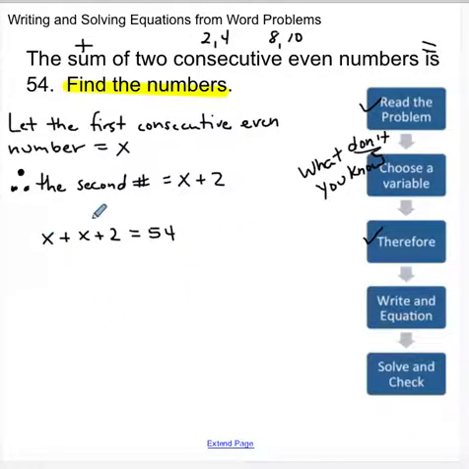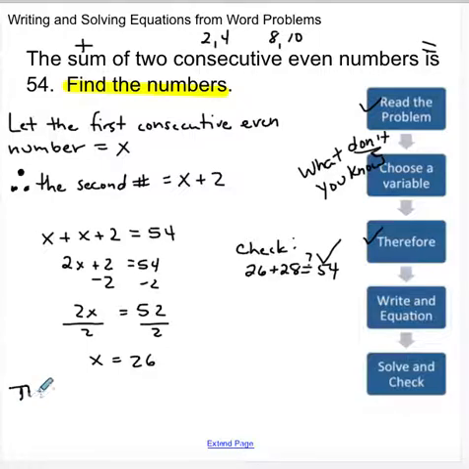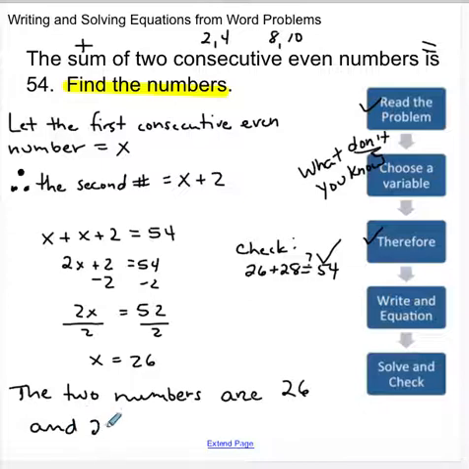And now I can go through and solve my equation, so I can just combine my like terms and get 2x plus 2 is equal to 54. Subtracting 2 from both sides, 2x is equal to 52, and dividing both sides by 2, x is equal to 26. Before we go any further, let's check that this even makes sense. So if the first number is 26 and the second number is 28, does that equal 54? Yeah, it sure does. So the two answers, or the two numbers, I should say, are 26 and 28.